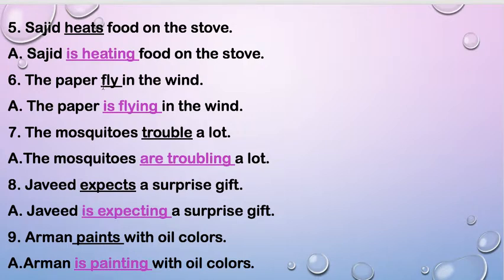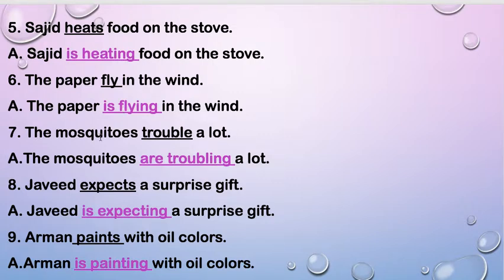Next one, the paper flies in the wind. So fly is in simple present tense, so we have to change it into present continuous tense. The paper is flying in the wind. So the paper is the subject here, and is flying is the verb here. Is is the helping verb here, and fly is the base form of the verb. We are adding ing to the base form of the verb to convert it into present continuous tense.